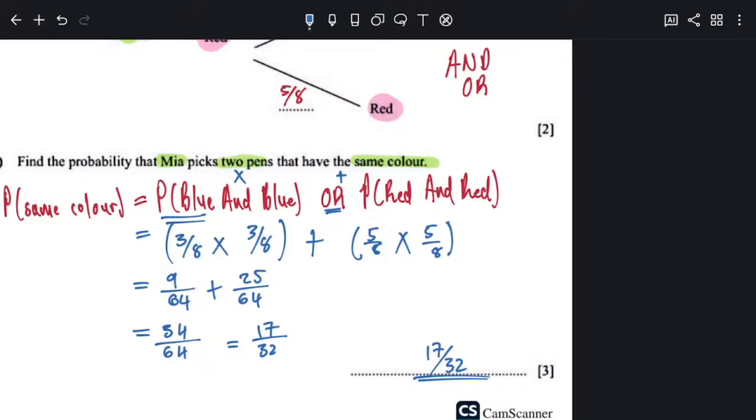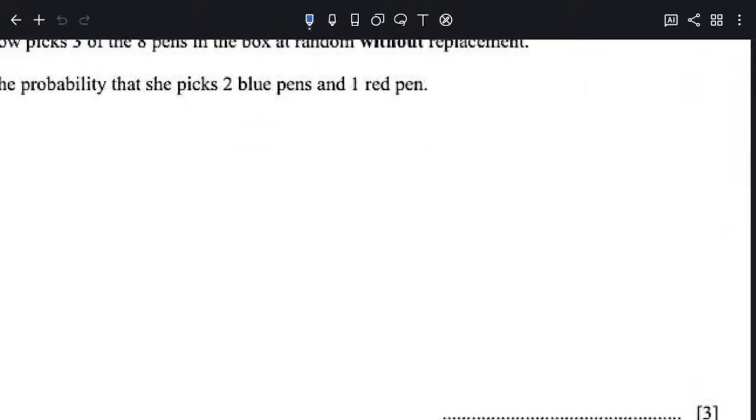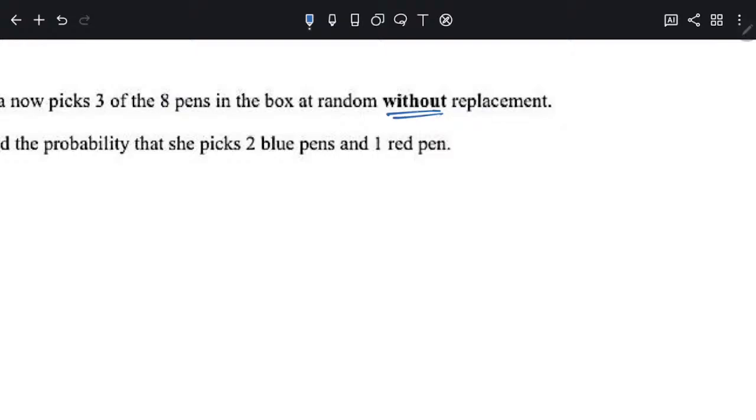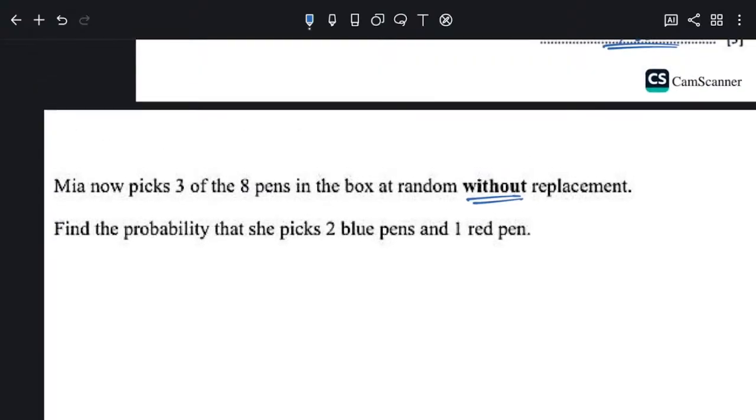Are we together? Next question. Now there is no replacement. So let's do a tree diagram so that we can see this picture. She now picks 3 of the 8 pens. She picks 3 without replacement. Now they say find the probability that 2 are blue, 1 is red.